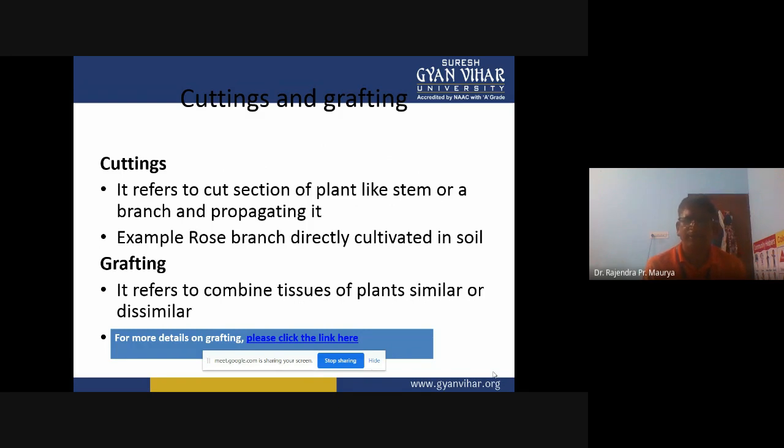And already I told you these cuttings' basal part we should treat with rooting powder, that is IBA, indole butyric acid. In this one also, the stem cuttings are of four types: herbaceous cuttings, then softwood cuttings, semi-hardwood cuttings, and hardwood cuttings.